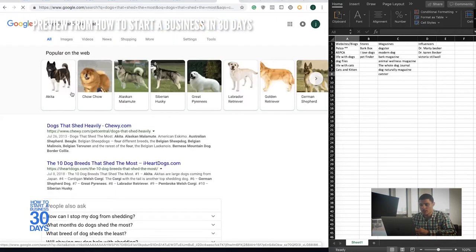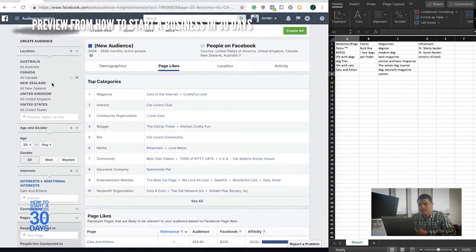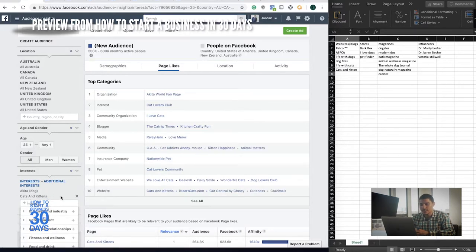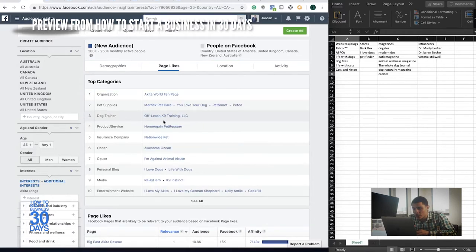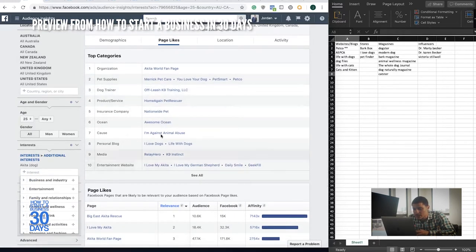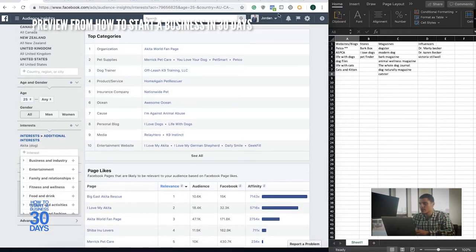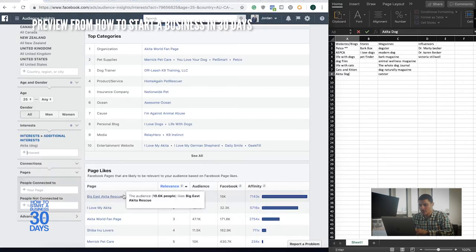Dogs that shed the most. Akitas. Okay, let's see if we can pull up something about an Akita. Akita dog. Let's take this cat stuff off. Akita dog. Look at this. This is rich. Akita dog. Here we go. Big East Akita Rescue. So we're going to go store our website. Akita dog. Let's go Big East. And you see the audience size for some of these is very small.